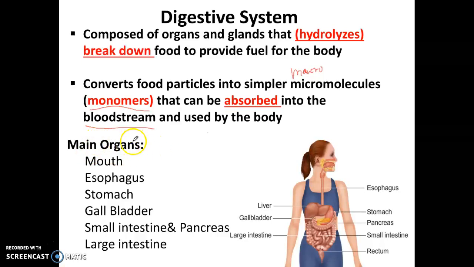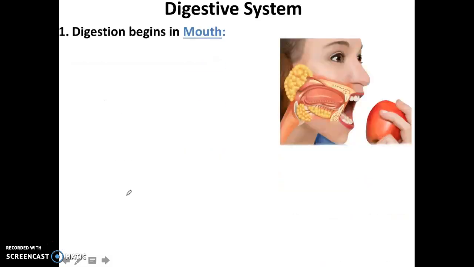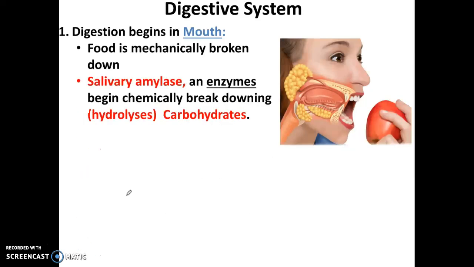So some of the parts that are important to remember are the mouth, the esophagus, the stomach, the gallbladder, the small intestine and the pancreas, and the large intestine. This is where most of the digestion is going to occur. Now, what happens at the mouth? Well, the mouth is going to be responsible for breaking food mechanically. So in the mouth, we have mechanical digestion.